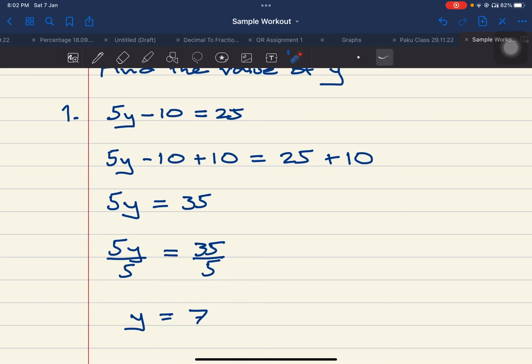We are actually trying to find a value for y for which the left-hand side of this initial expression or equation, whatever you call it, is equal to the right-hand side of this expression.